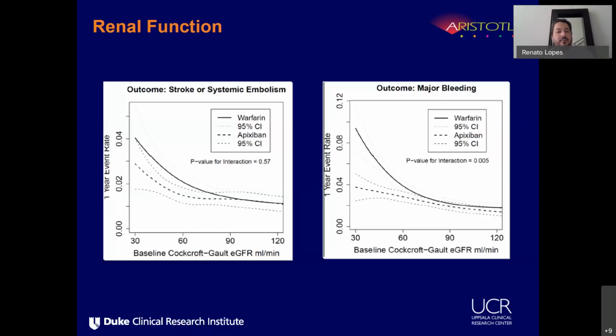Why? Well, for two reasons. One, because warfarin is a very bad drug. It's a terrible drug for renal impairment patients. But second, because apixaban is only 27% eliminated by the kidney. So when you look, apixaban is safer than warfarin across the spectrum of renal function. But as the renal function goes down, the safety goes up. So really a very safe drug, particularly for the renal impaired patients.